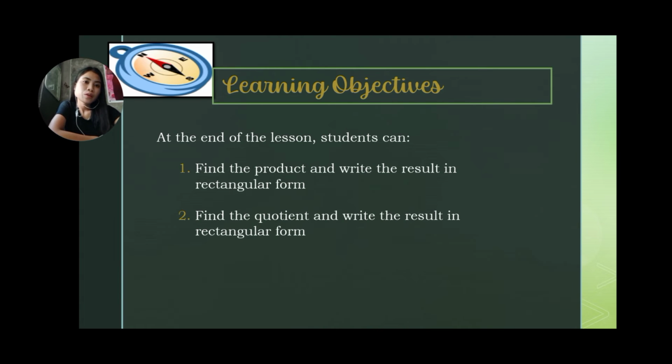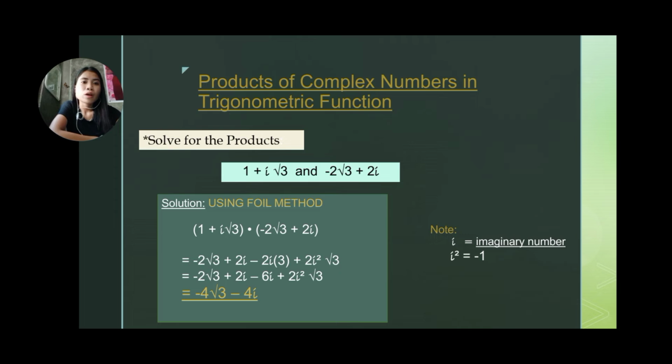So let me read to you the learning objectives. At the end of the lesson, students can first, find the product and write the result in rectangular form. Second, find the quotient and write the result in rectangular form. And then products of complex numbers and trigonometric function.